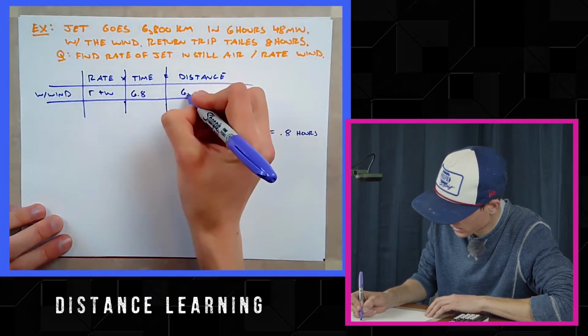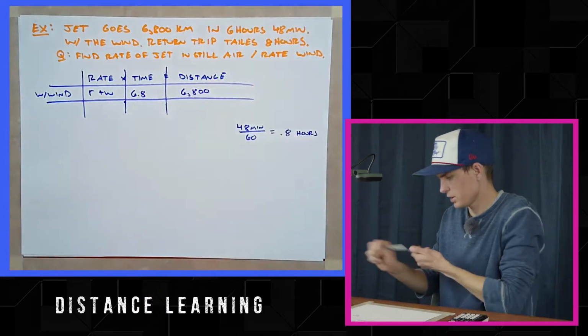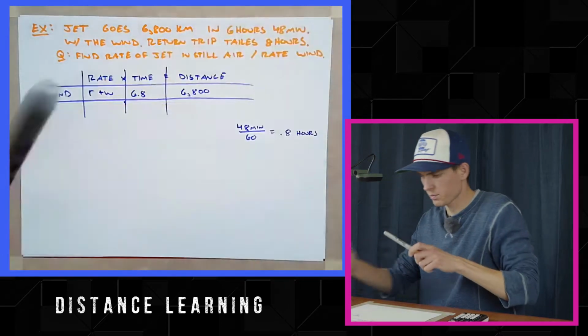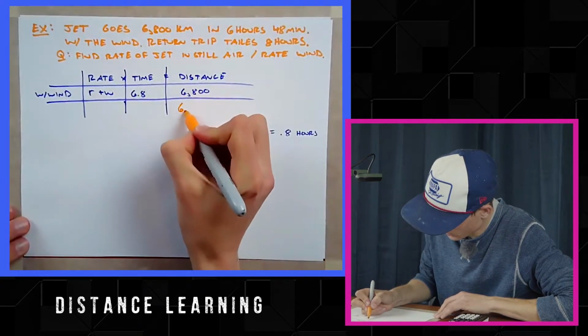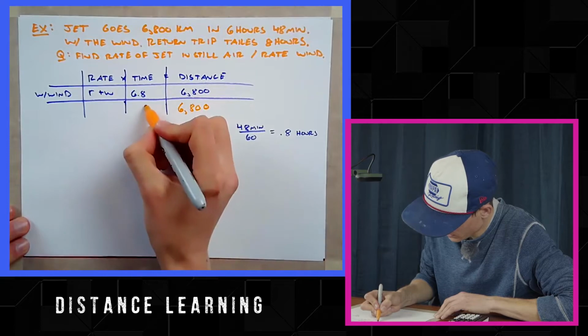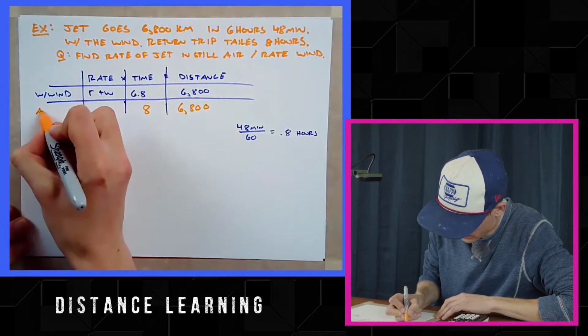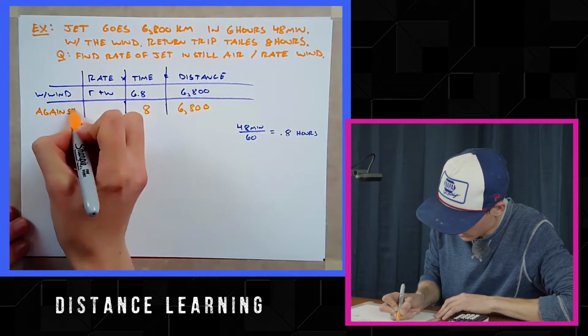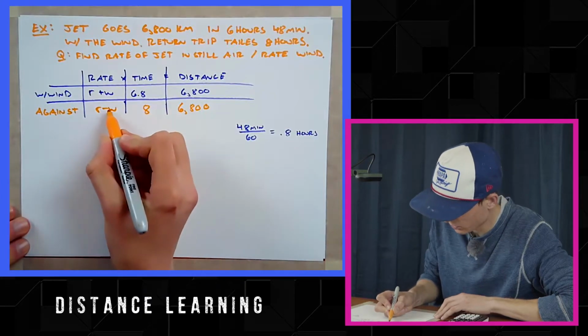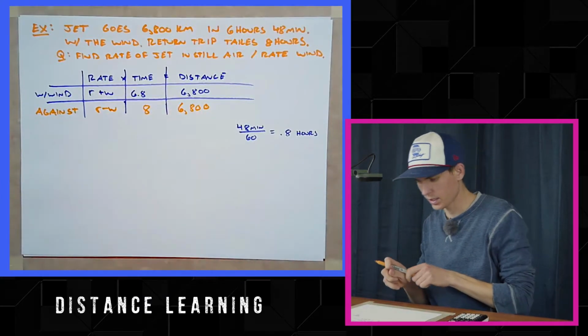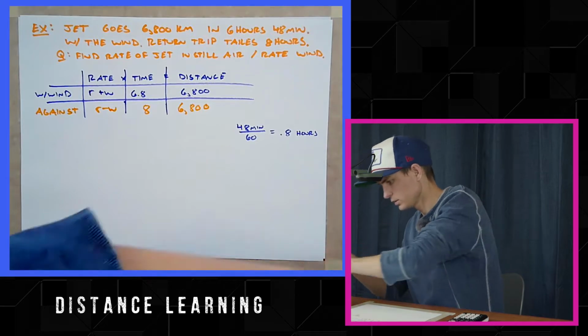Your distance was 6,800 kilometers. Your return trip you still have to go 6,800 kilometers. However, it takes you 8 hours and you're against the wind. So your rate is R minus W, slowing you down.